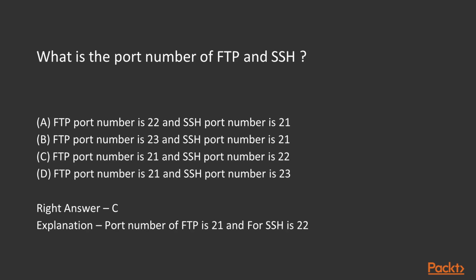That's right. What is the port number of FTP and SSH? So FTP is basically File Transfer Protocol. SSH is Secure Shell. So these are the 4 options. Basically the port number of FTP is 20, 21, right? And SSH has 22. So you need to find out which one is the right option. So A and B are gone because 21 is not there and 20 is not there. So these two are available. So FTP port is 21 and SSH port is 22. So this is the right answer. The right answer is C. Port number of FTP is 21 and for SSH, it is 22.